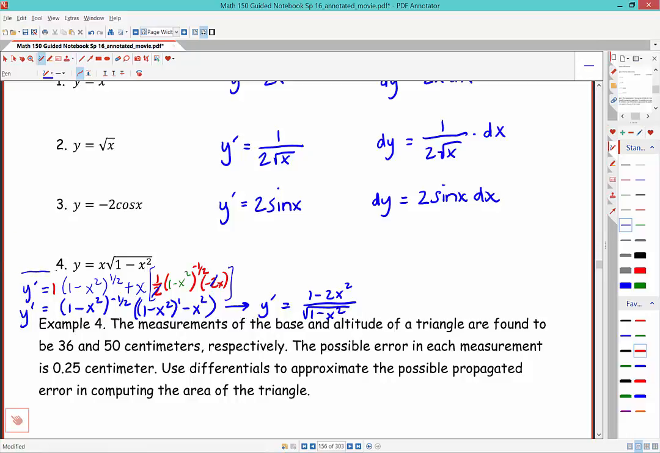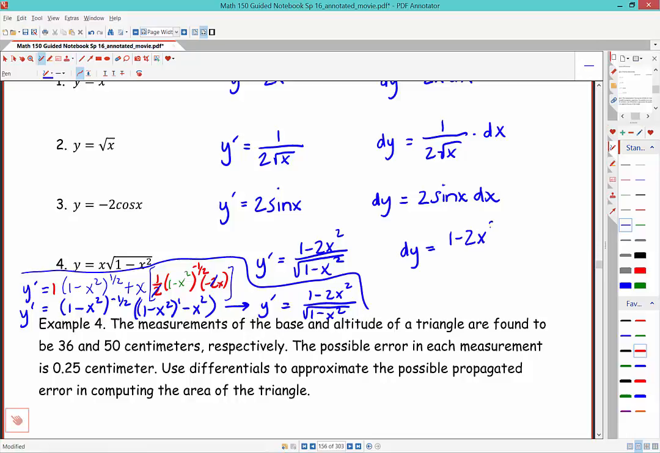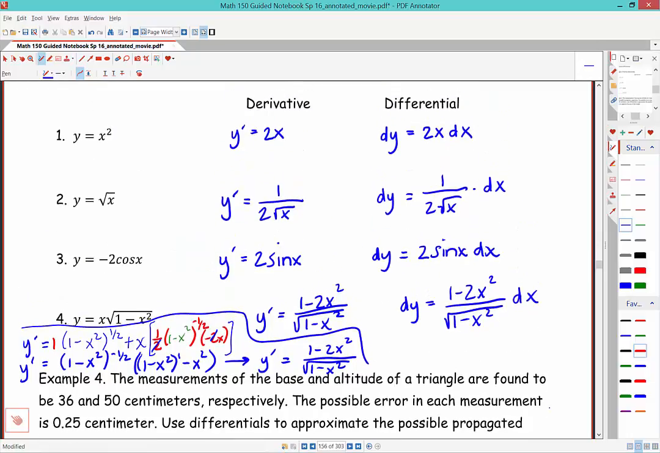So our actual derivative y prime is 1 minus 2x squared over the square root of 1 minus x squared, and our differential will be dy is, good, 1 minus 2x squared divided by the square root of 1 minus x squared times dx. Good so far? Awesome.